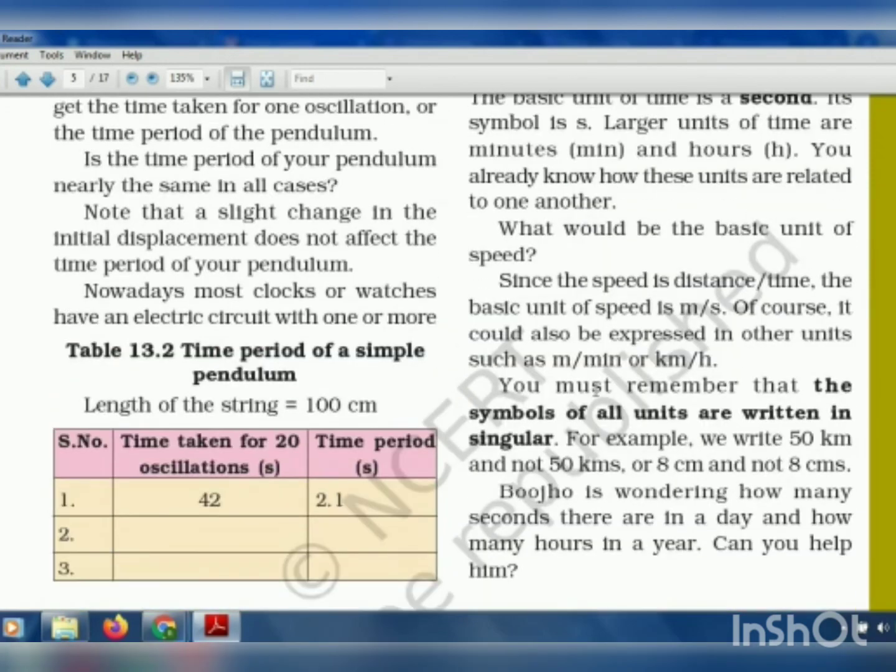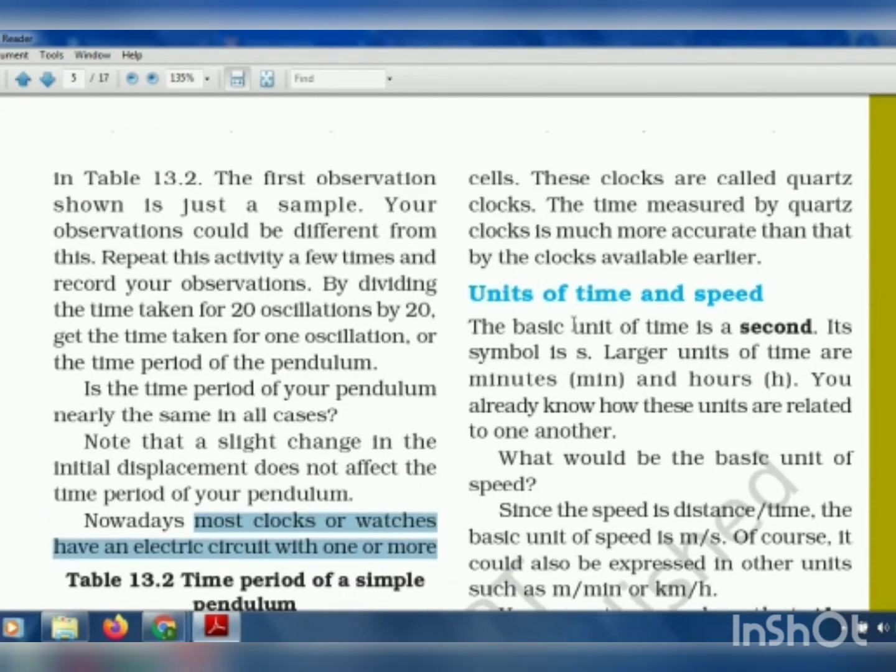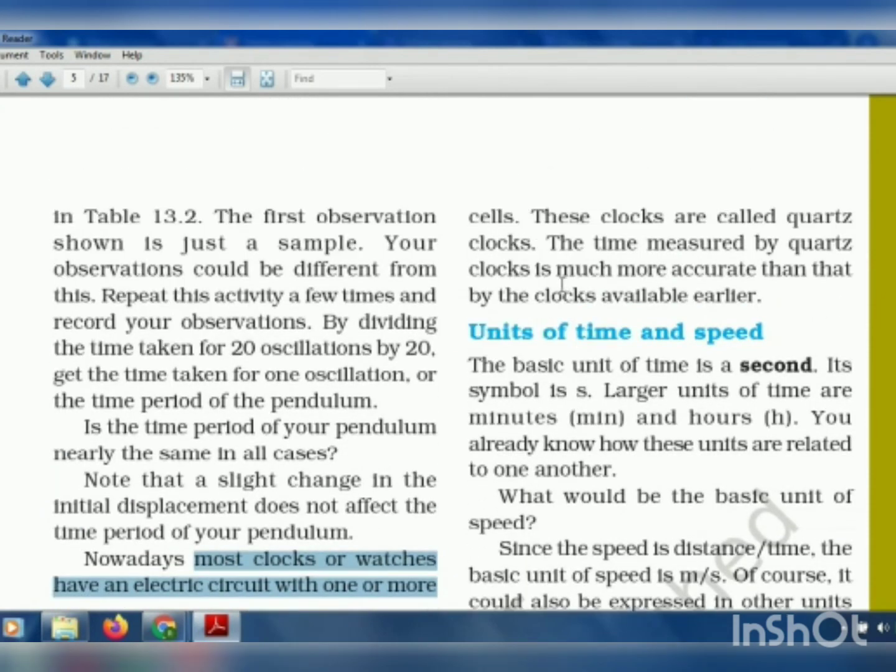Now one more thing given here is, nowadays most clocks or watches have an electric circuit with one or more cells. This we all know. We have to put cells in the clock, then only the clock works. The clocks which show you time with the help of an electric cell are called quartz clocks, and the time measured by a quartz clock is more accurate than the clocks which were available earlier, that is, the clocks which work with the help of a pendulum.